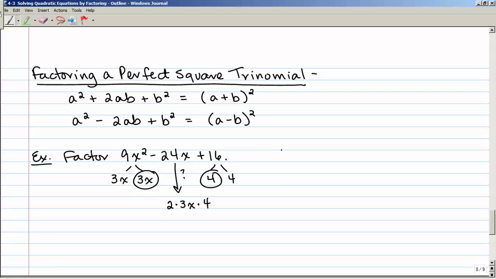So it will factor into a 3x in the parentheses and a 4 in the parentheses, and because there's a minus here, we have a minus there, and it is squared. And that's just a little shortcut. I mean, you could do the whole factoring by grouping, finding 2 numbers that multiply to 9 times 16 and add up to 24, and work through the steps of that. But if you recognize that a trinomial is a perfect square trinomial, that it meets these criteria, it's very easy to factor it like this.